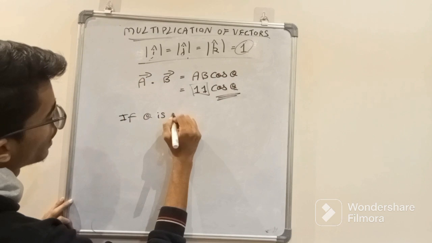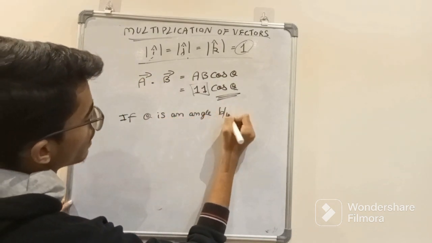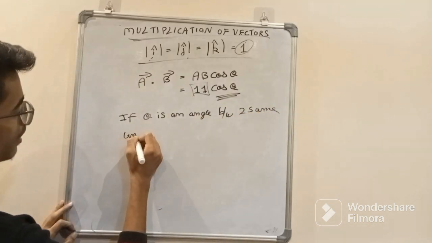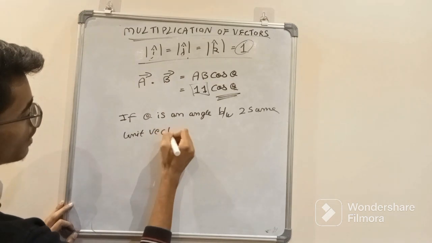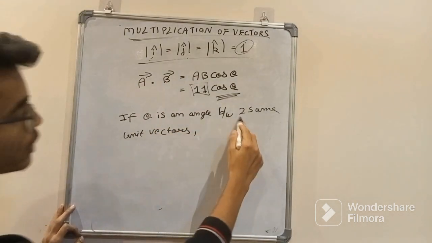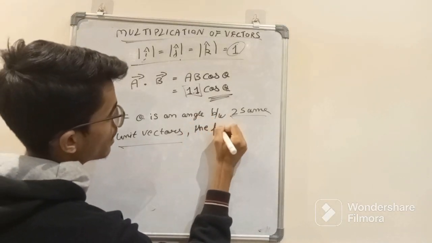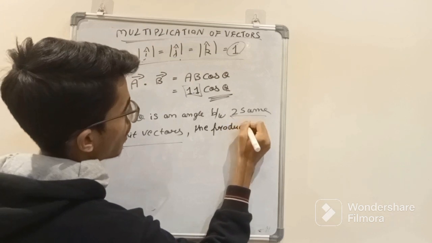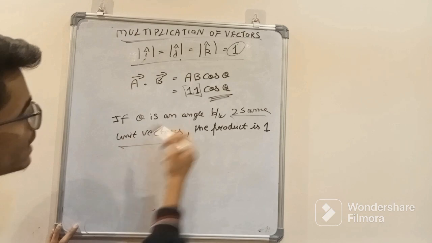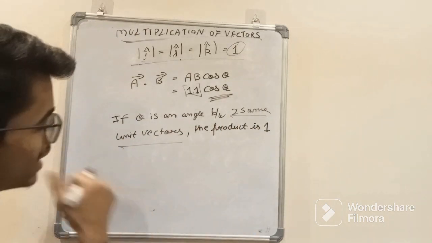If theta is an angle between two same unit vectors, the product is 1. अब इसका क्या मतलब है? If theta is an angle between two same unit vectors, the product is 1. Let me explain.